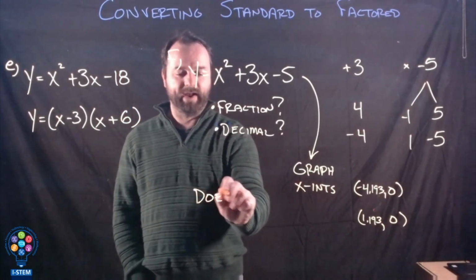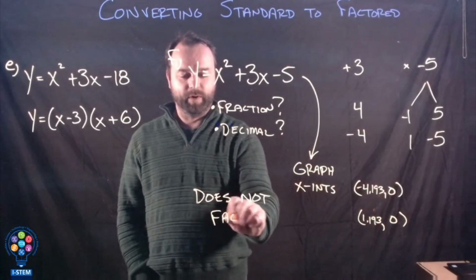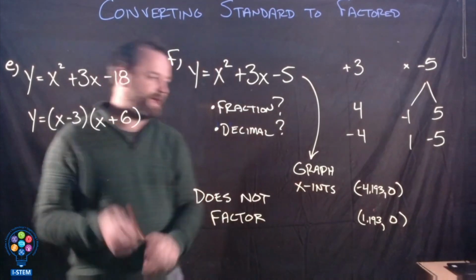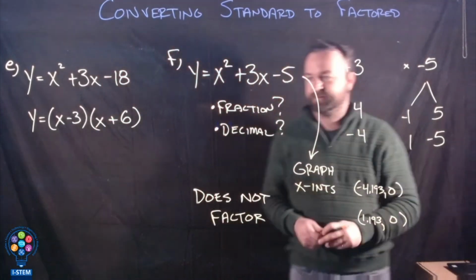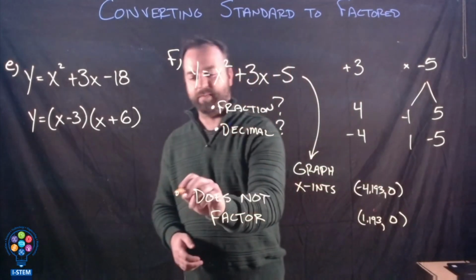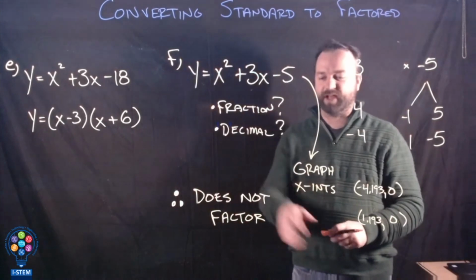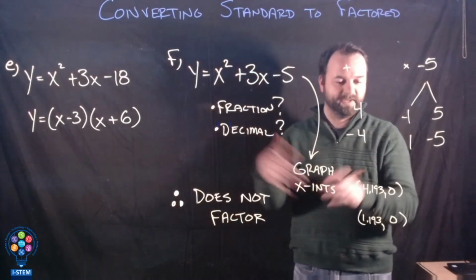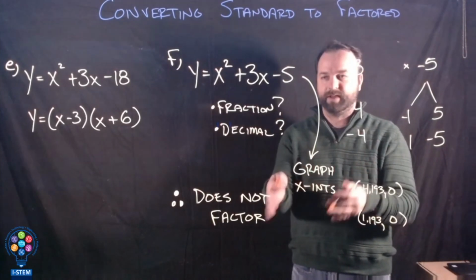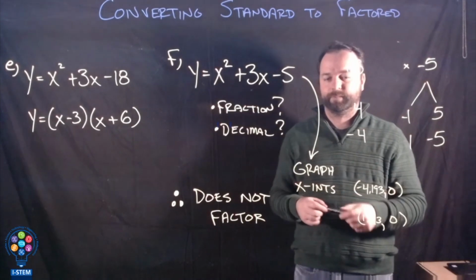So when we have a situation where our equation doesn't resolve itself into some factors that have nice integer numbers, we're just going to stop. And I'm going to say that equation F does not factor. There's no nice factored form that we can come to very quickly that would represent this using the methods that we know for factoring. So that's where we're going to stop.